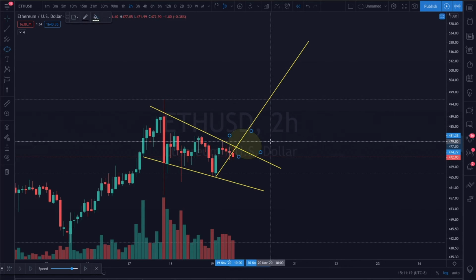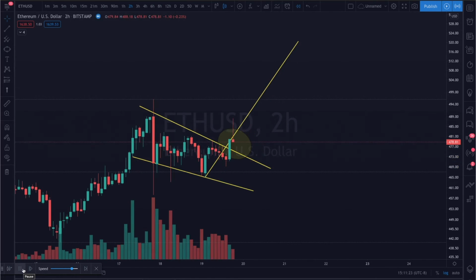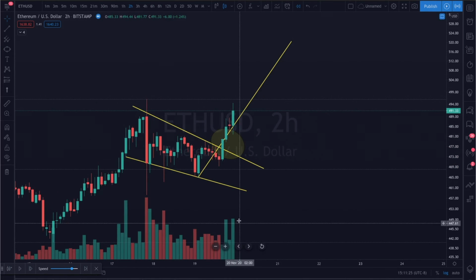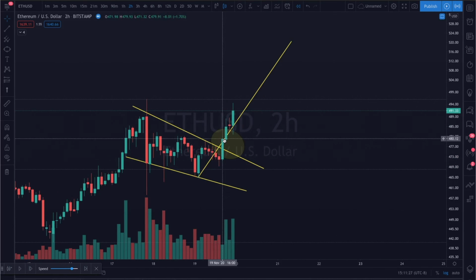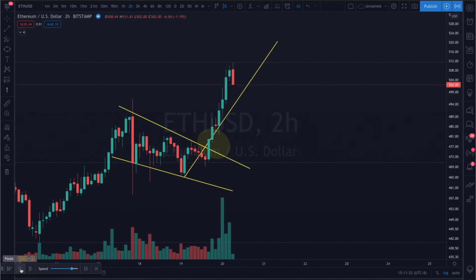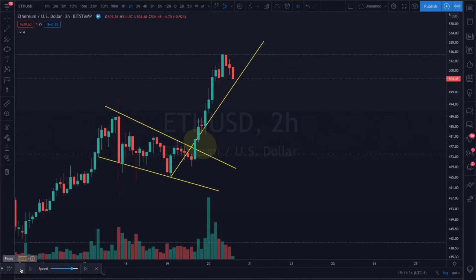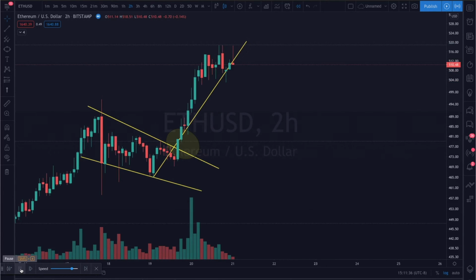So your confirmation to enter into a long trade here will be when the price closes above the upper trend line. To confirm this is indeed a bull flag pattern, you are looking for at least two touch points on both the downward support and the downward resistance trend line, and this pattern breaks to the upside about 64% of the time.